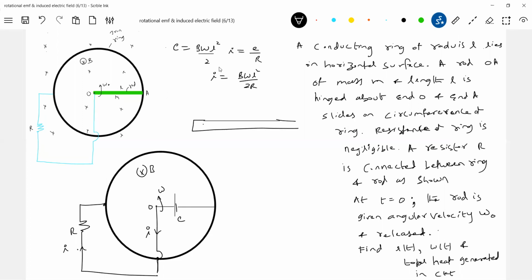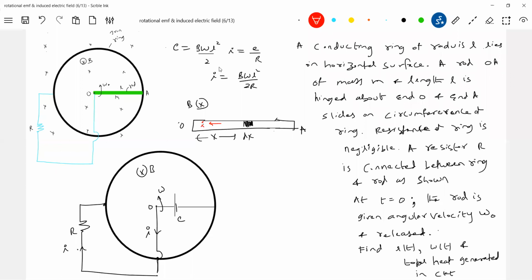Let me show it. There's a point 2. Let me take a small element, and the current I is flowing like this. Let this be at a distance x, dx, B into the plane. There's a rod OA, and the current is flowing in this direction.